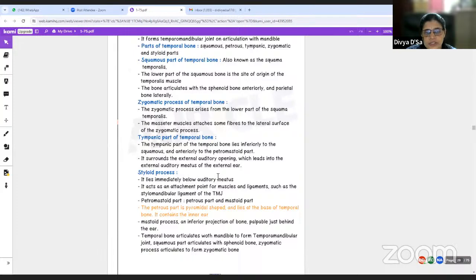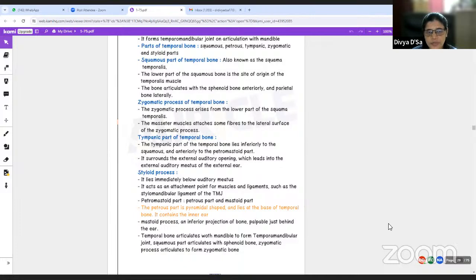Okay. So the zygomatic process arises from the lower part of the squamous temporalis, and it forms the zygomatic arch. At that time the masseter muscle has its origin from that part. Then the tympanic part of the temporal bone lies inferior to the squamous and anterior to the petrous part of the temporal bone.